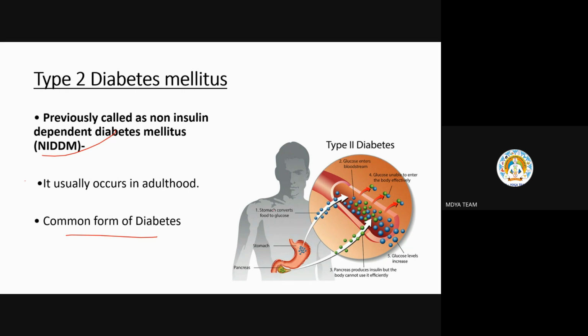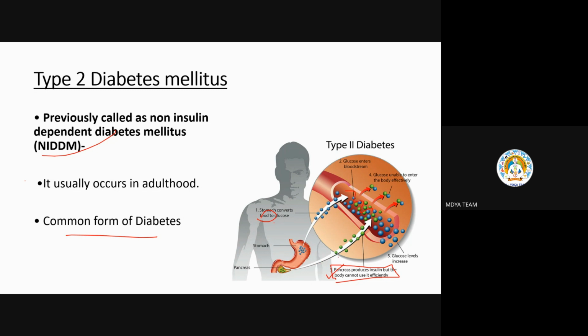First of all, the stomach converts food to glucose. Glucose enters into the bloodstream. When the stomach converts the food, whatever carbohydrate we are taking from outside, into glucose, glucose enters into the bloodstream. Third, the pancreas produces insulin, but the body cannot use it efficiently. This happens usually in type 2 diabetes. That's why I've told you we'll see ahead in the further slides. This is happening in this case. The pancreas produces the insulin. When this glucose enters the bloodstream, we'll see that there is lots of glucose in the bloodstream. Okay, so what happens?